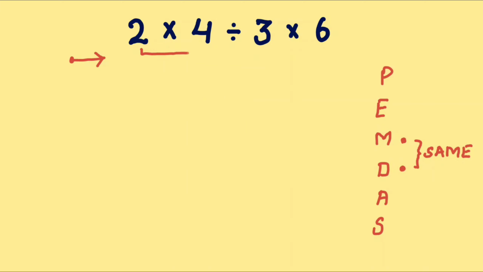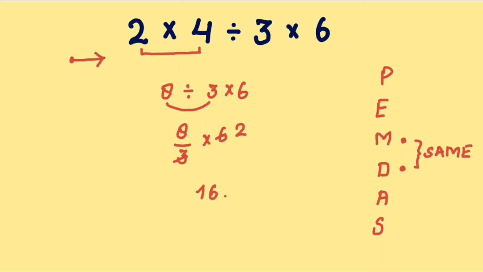So we'll solve for 2 into 4, 8 division 3 into 6. Again going from left to right, 8 division 3. Write this as 8 by 3 and then multiply it by 6. You can cancel 3 and 6 and your final answer would be 16.